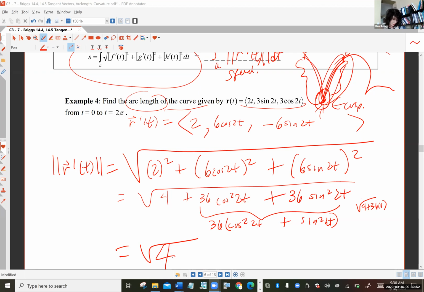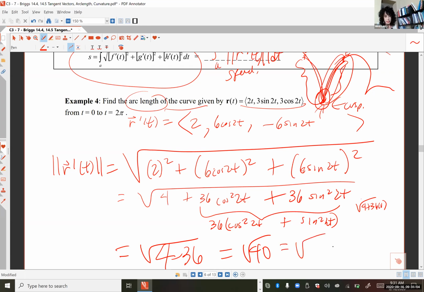Okay, so this is 4 plus 36, which is square root of 40, and this is where I do want you to keep going with your radical. I'm not okay with square root of 40. I'll mark you 1 point off. Well, how come? Because you can simplify that radical a little bit. One of the perfect square factors in there is 4, and you can rewrite it as 2 square root of 10.